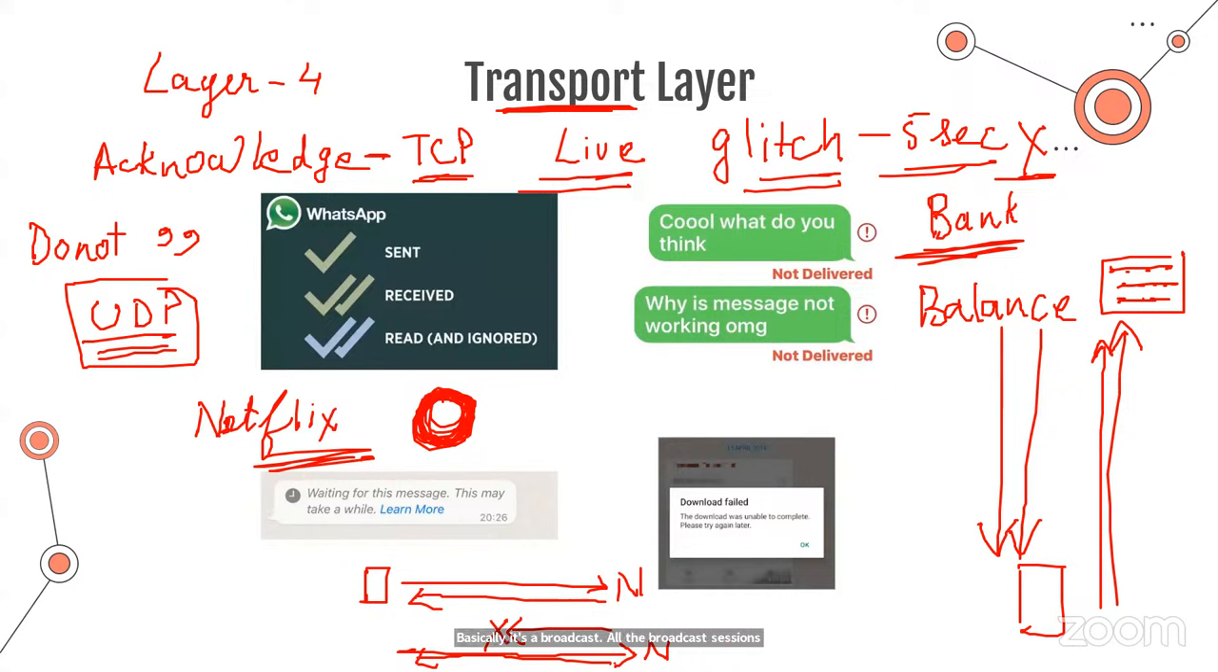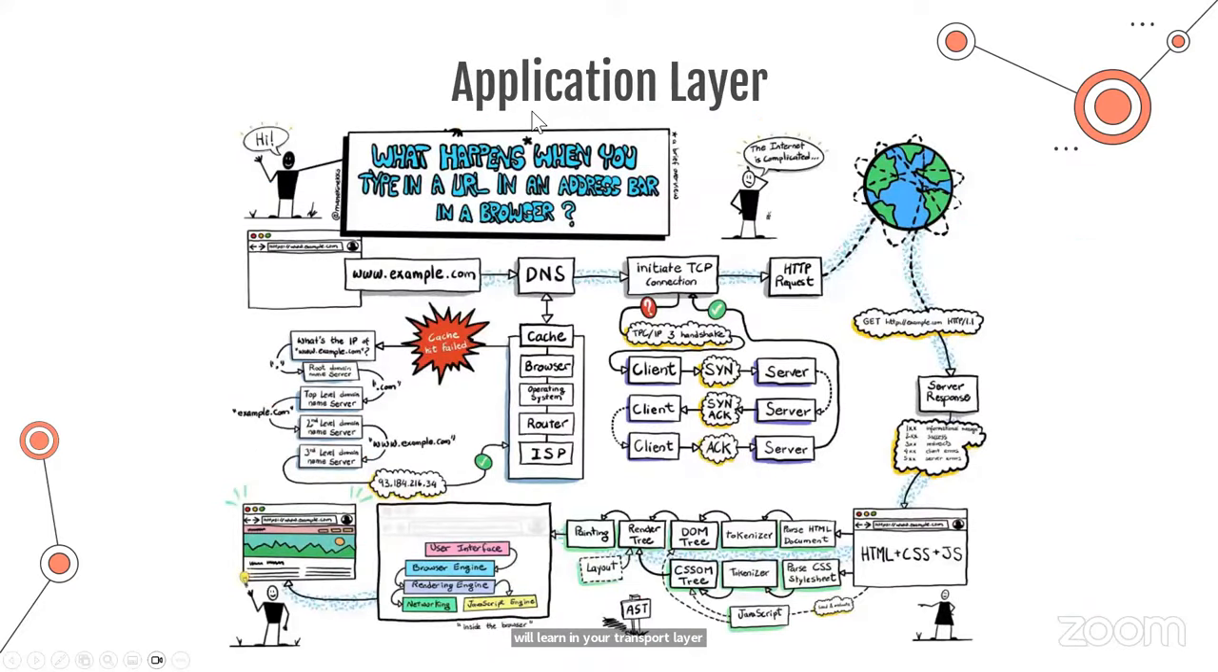The rest of the applications, where you need an acknowledgement, happen over a TCP session. All of that we will learn in your transport layer. The last layer is called the application layer. On your browser, or the Zoom session right now, it is running on the application layer. Application layer is all that you see on your screen.